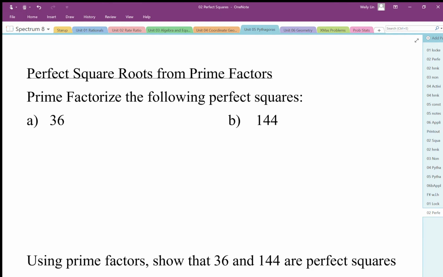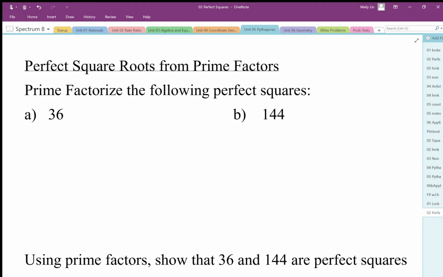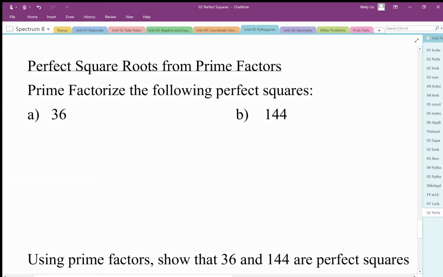So we can find perfect squares from the prime factors by looking for factor pairs. So if we prime factorize these numbers, 36 becomes 4 times 9. We can factor that into 2 times 2, and 3 times 3. So those are my prime factors. So we can write this out in prime factorized form as 2 times 2 times 3 times 3.